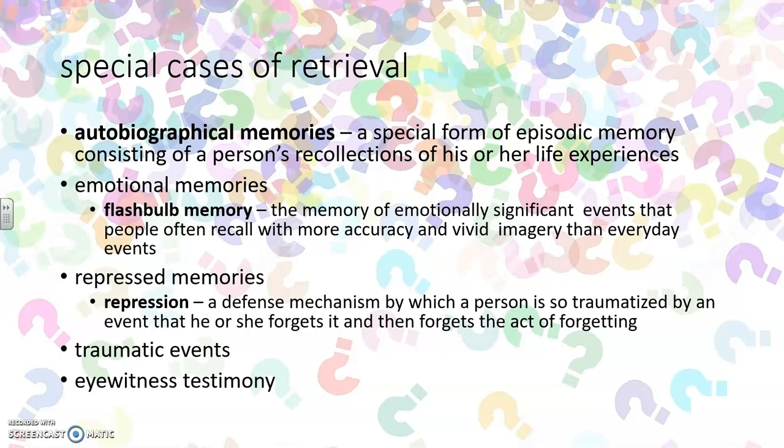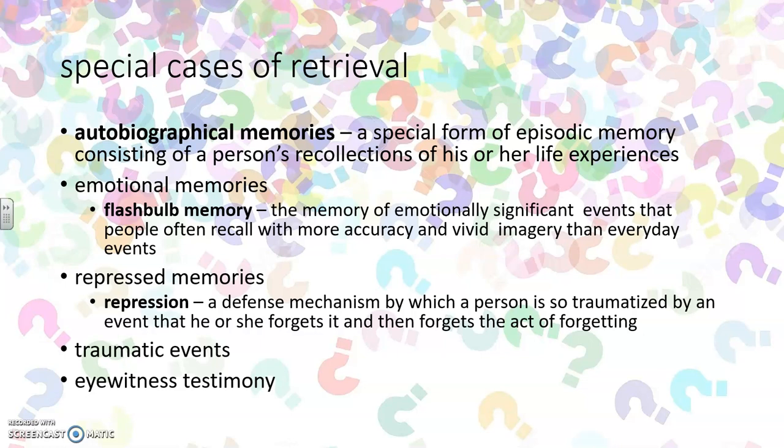There's other cases of retrieval. Autobiographical memories are episodic memories consisting of a person's life experiences, which can be very vivid if, say, they went to war, fought for the country, that kind of stuff. We also have emotional memories, which are called flashbulb memories, and it's where they play a significant impact on that person, and it's very, very vivid.